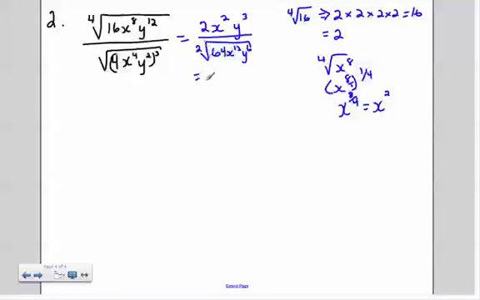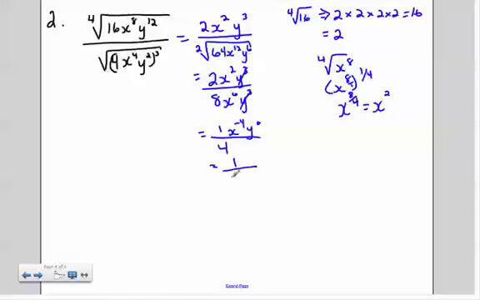The square root of 64. Keep my top, almost forgot about that. The square root of 64 is 8. The square root of x to the 12 is just 12 divided by 2, so x to the 6. And the square root of y to the 6 is going to be y to the 3, 6 divided by 2. Now I can't do 2 divided by 8, but I can reduce it into lowest terms. 2 divided by 8 reduces to 1/4. The y's will cancel out or give me y to the 0, which I'll clean up in a minute. When I do the division for my x's, 2 minus 6 is -4.